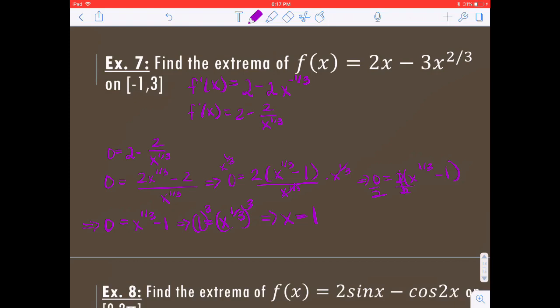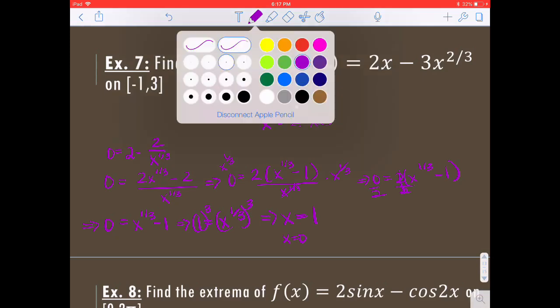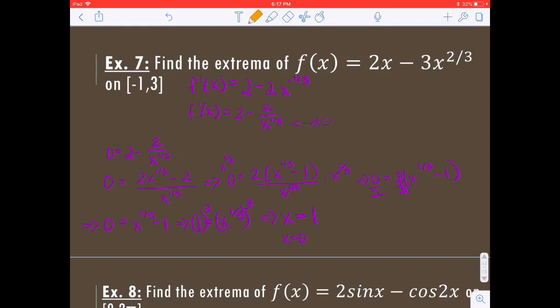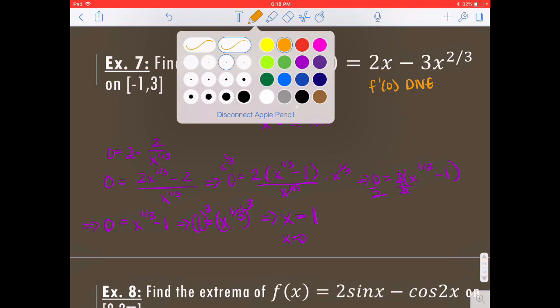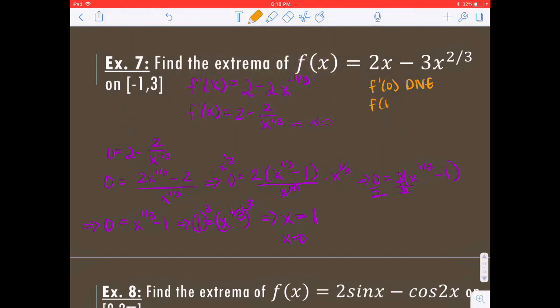Okay, and another thing that we want to make sure we look at is that we can't have this denominator be 0, right? So this can't equal 0. So x equals 0 is also going to be another critical point, where f prime does not exist. So we're going to want to plug that into f to help us find our max and min values as well. So let's go ahead and do that.